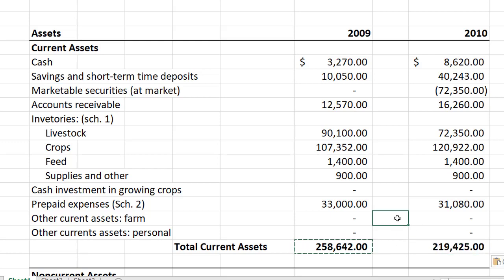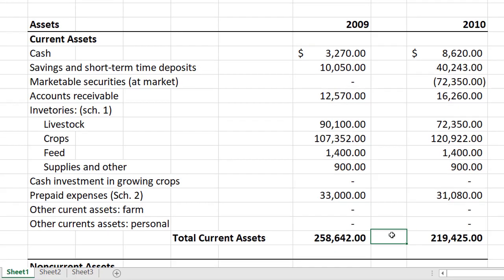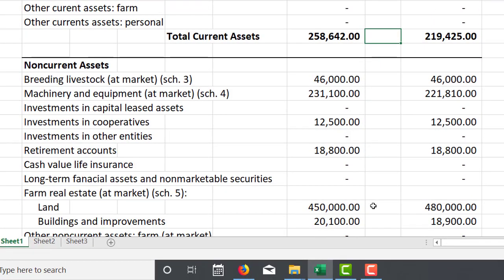And we see that we have fewer current assets in 2010, which may or may not be a good thing. Let's take a look at our non-current assets. First item is breeding livestock at market, and that can be found on Schedule 3. Then we have machinery and equipment, again at market, that you can find on Schedule 4. Investments in capital leased assets, investments in cooperatives.